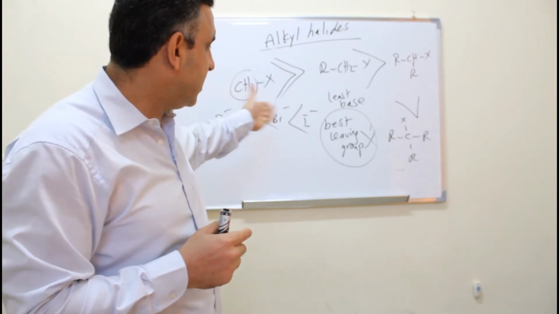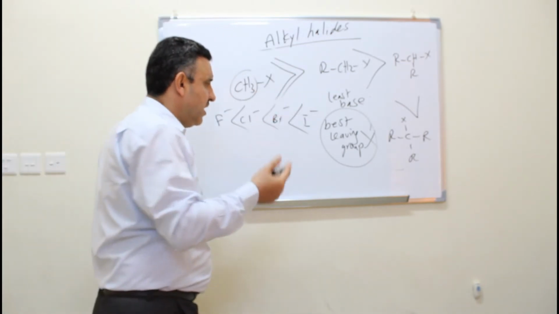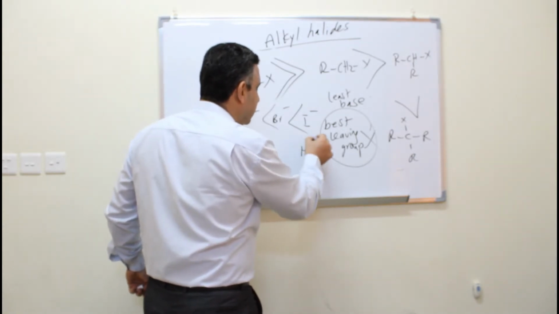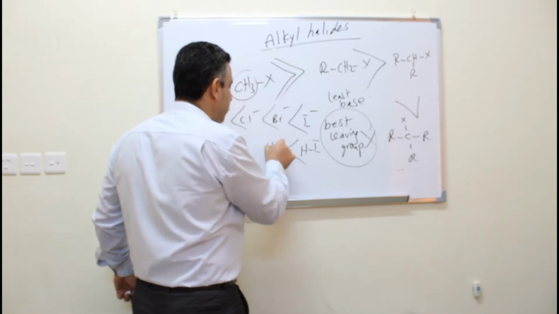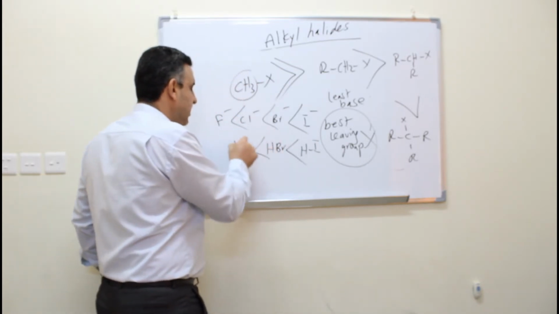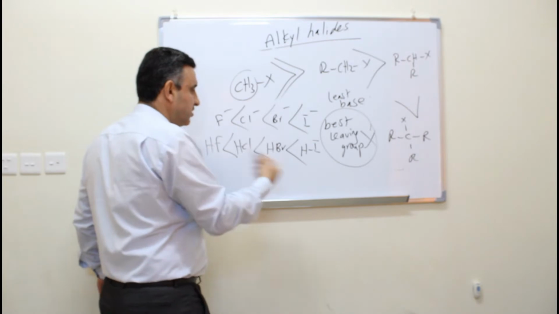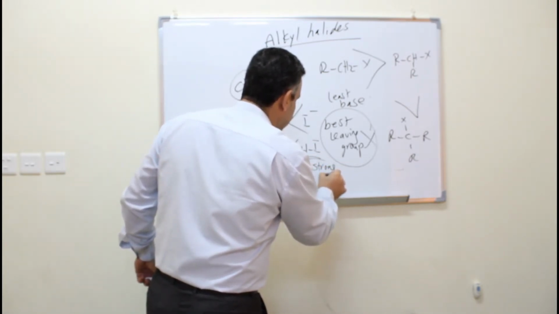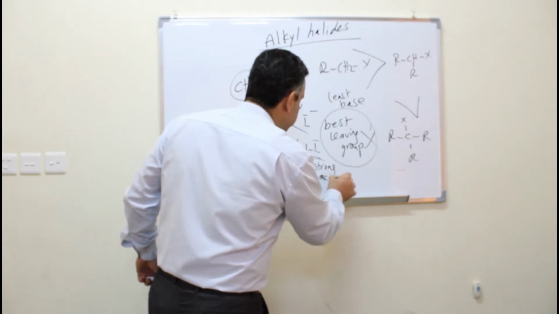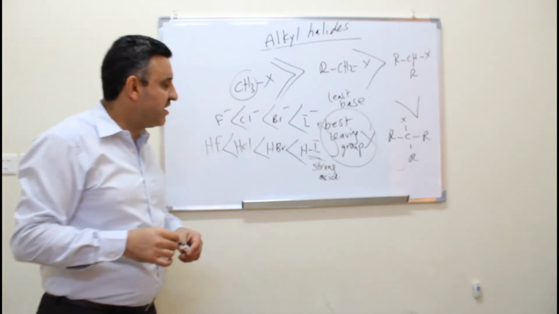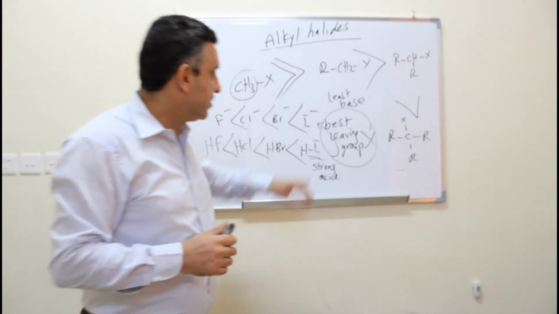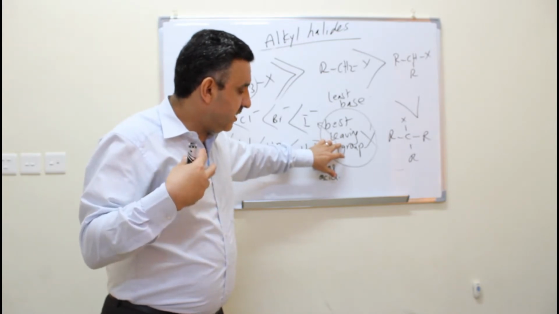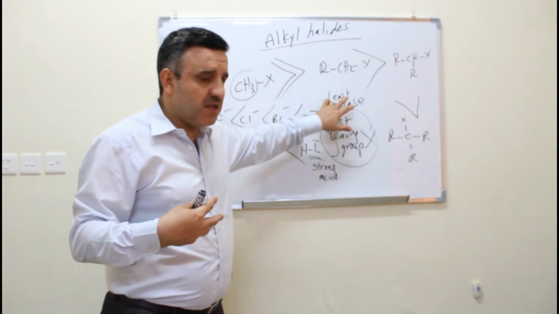Of course, you have to remember that basicity is always connected to the conjugate acid. So HI is a much stronger acid compared to HBr, compared to HCl, compared to HF. Because, as you all know, a strong acid will produce a very weak conjugate base. So the leaving group ability always depends on the basicity.